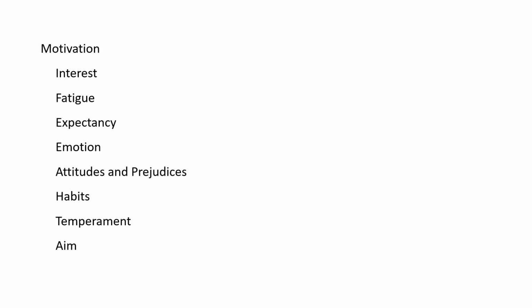The next one is emotion. Emotions are our general mood, which also determine our attention. We may become very sensitive to some remarks or objects which are normally neglected, depending on emotional states. The next thing is attitude and prejudice. Attitude and prejudice also affect the extent to which an individual is inclined to attend to events or ideas.